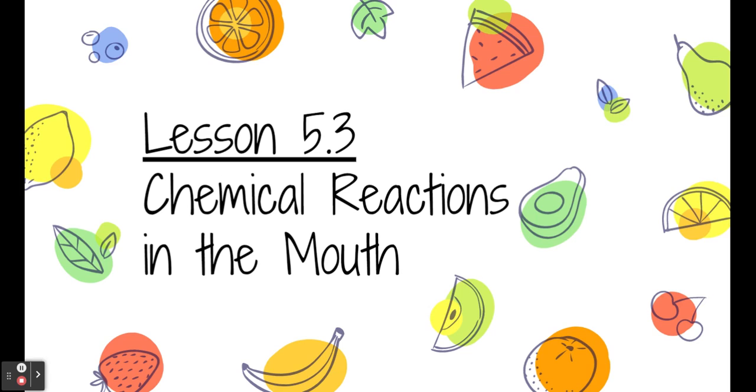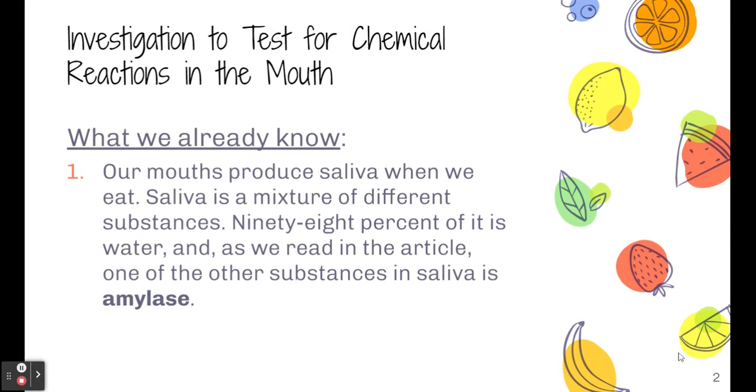So in 5.1, we looked at a graph of food molecules and noticed that as complex carbohydrates decreased in the mouth, glucose molecules increased. Then in our reading, we learned that spit contains an enzyme called amylase, and we made some predictions about chemical reactions happening in the mouth. So let's just review what we know.